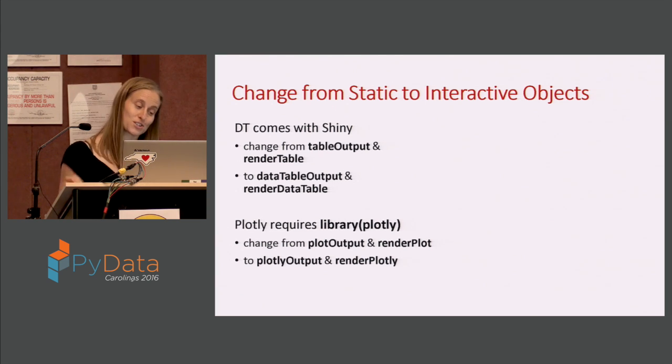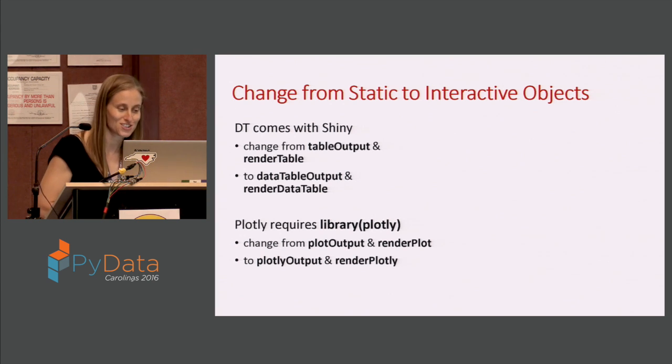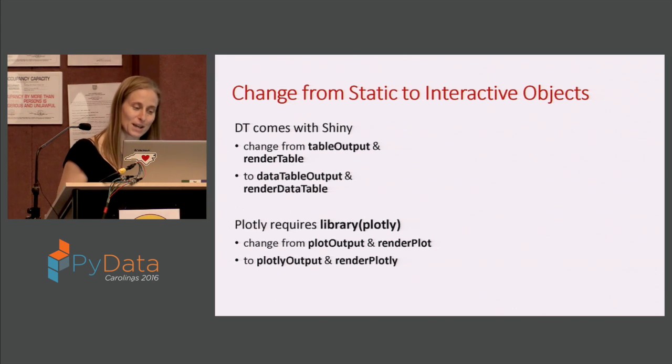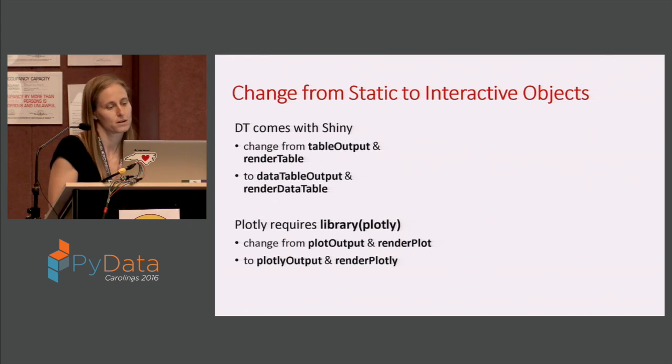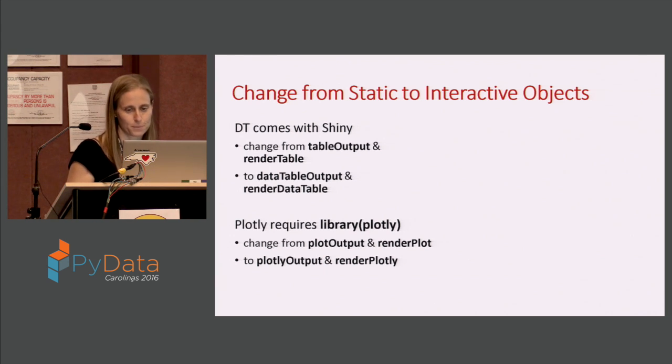And you can change the code back if you want to, or if you didn't change it, just leave it like it was, from plot output and render plot back to plotly output and render plotly. But to run those, you have to actually have the library plotly enabled. So if you commented it out to test the previous code, make sure you comment it back in. If you do that, it will match up with the original version of the PyDemo R code that was on the GitHub.